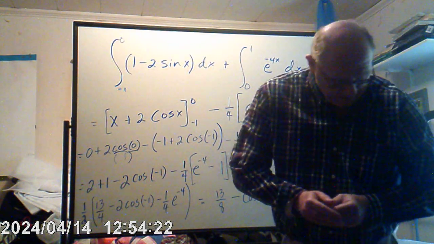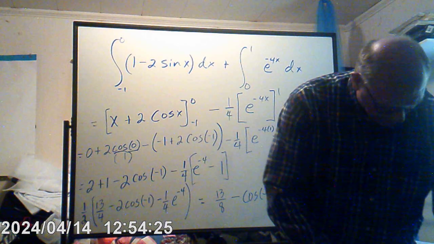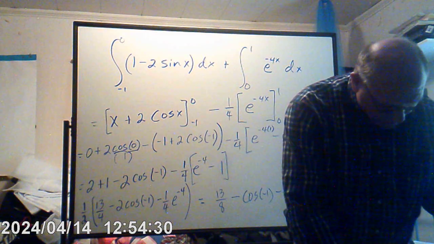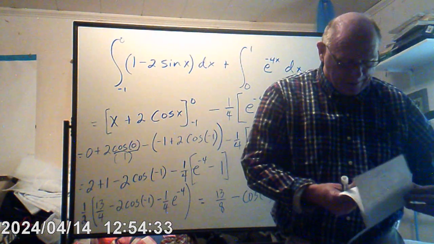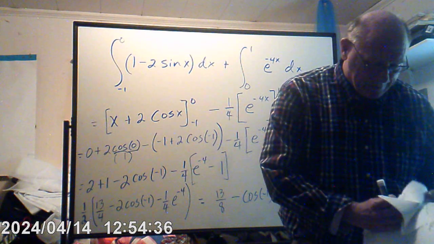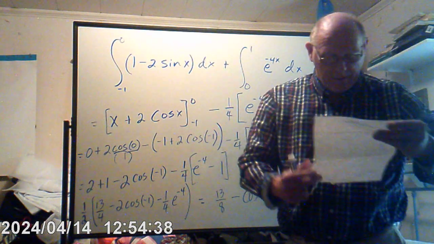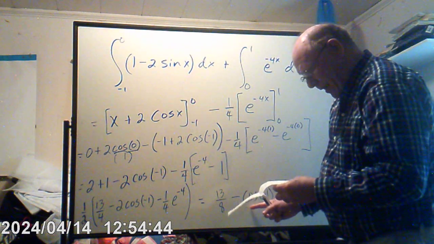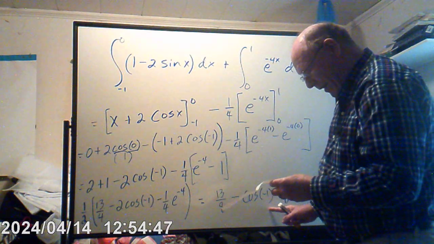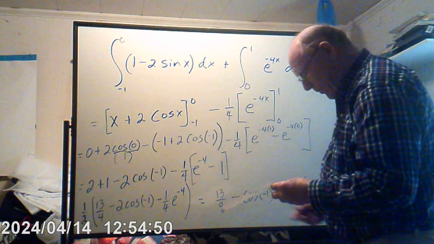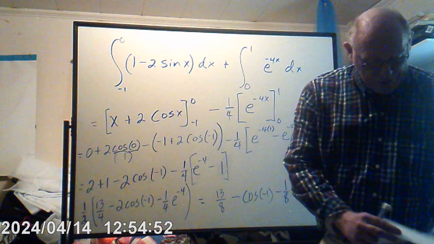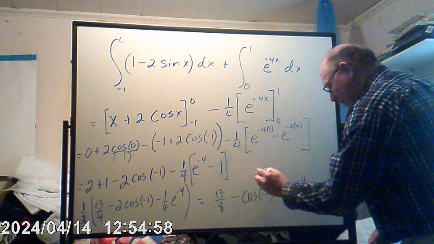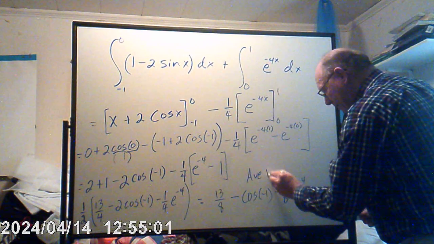Let me see what I have, if I've got this right. When I did it last time I did it correctly before, but that doesn't mean that I did it correctly this time. Hold on. Oh. Okay, I've got 13/8 minus cosine -1 minus 1/8 e to the -4. Yep, that is right. And that is the average value.